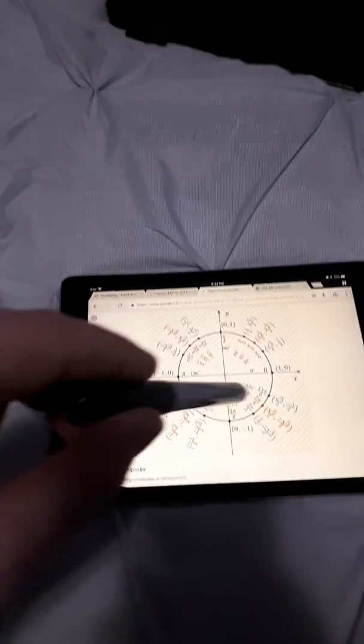So again, if you didn't get a chance, check out that video on the unit circle. Super useful when we're asked to evaluate this stuff exactly without a calculator.